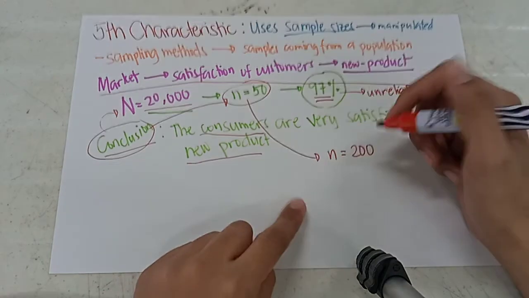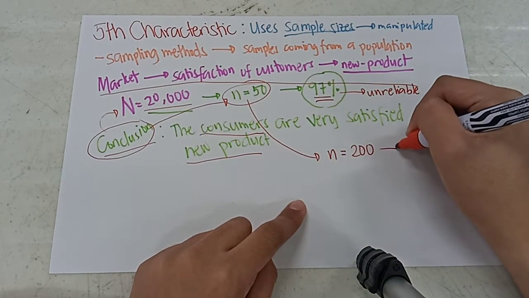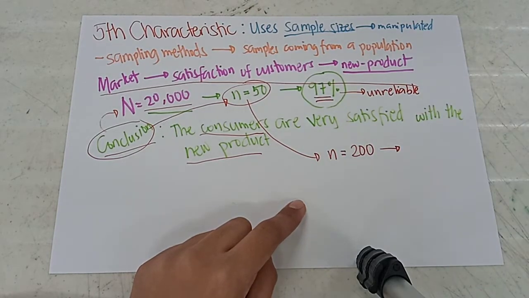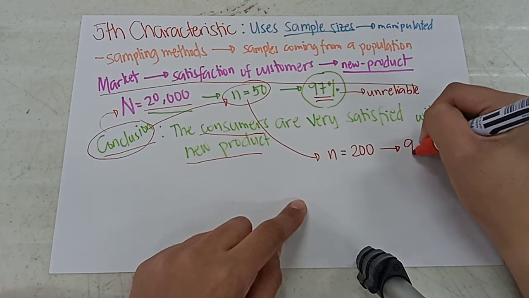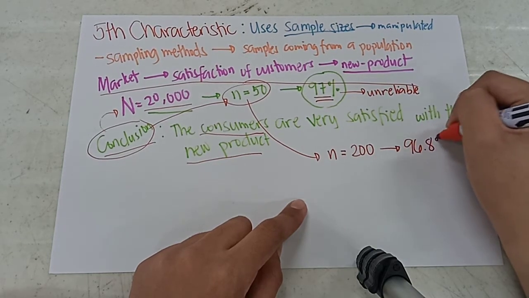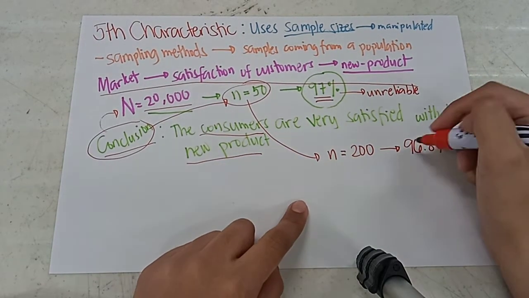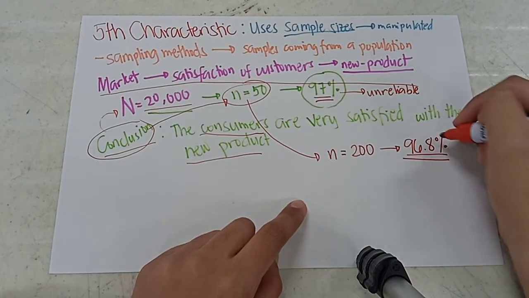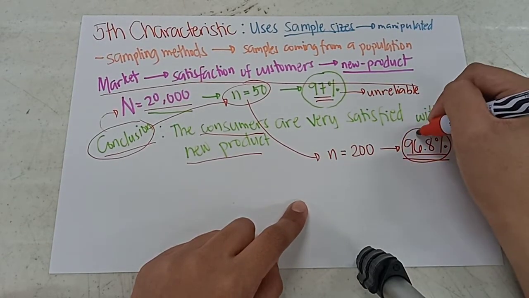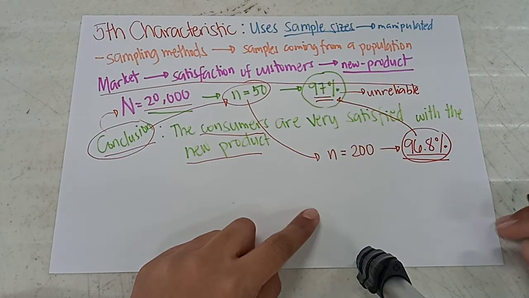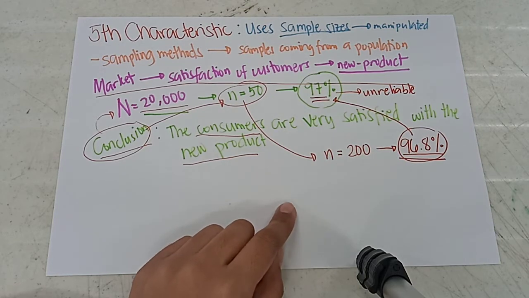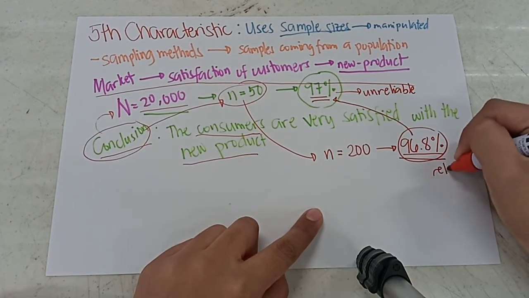Let's say for instance that these 200 respondents gave a statistical analysis result of 96.8% satisfaction rate. If we round off this value, it is still near the 97% range. So is the result reliable or not? Obviously, the result is reliable.